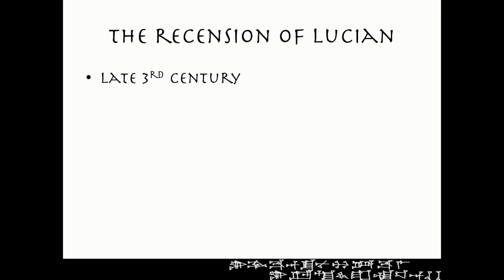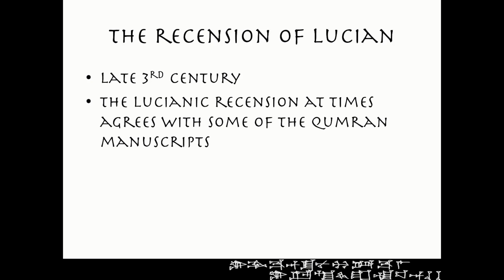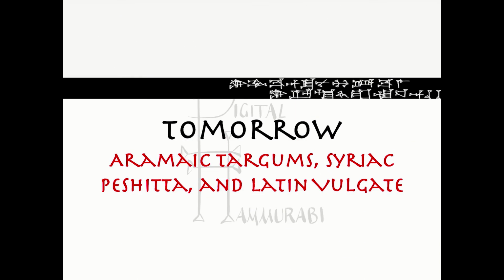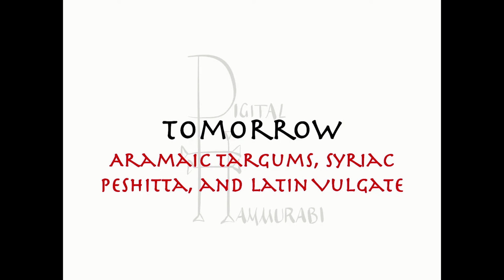Okay. So finally, after the Hexapla, we have other recensions, but one that we should probably note is the recension of Lucian. And it dates to the late 3rd century. And the thing that we want to note about it is that the Lucianic recension at times agrees with some of the Qumran manuscripts.